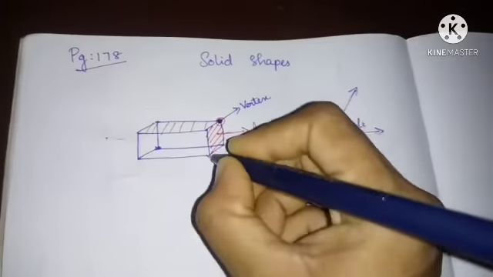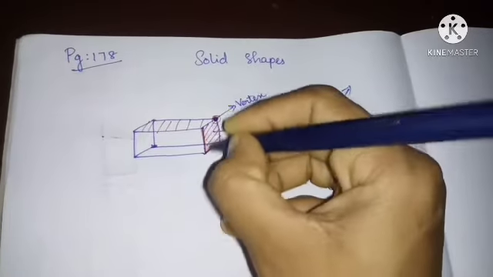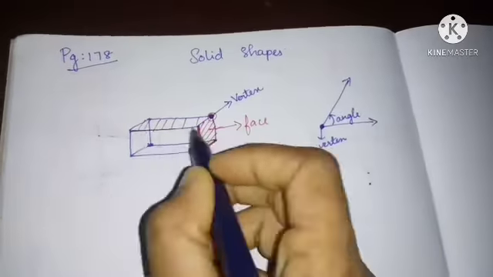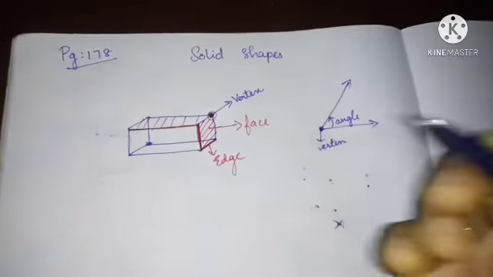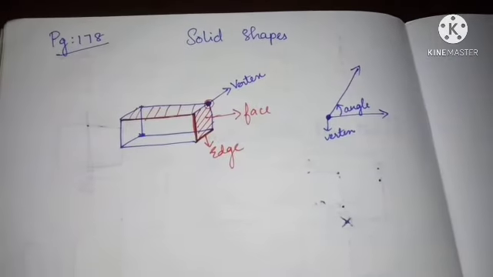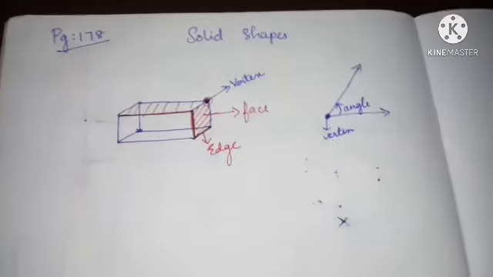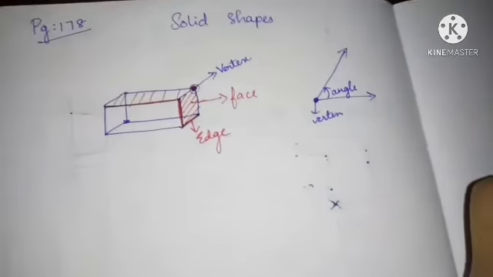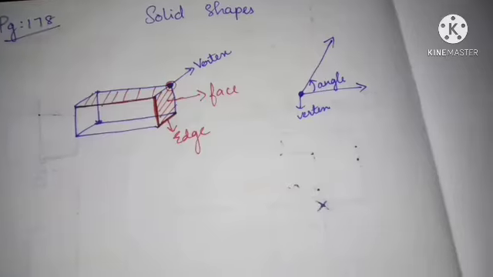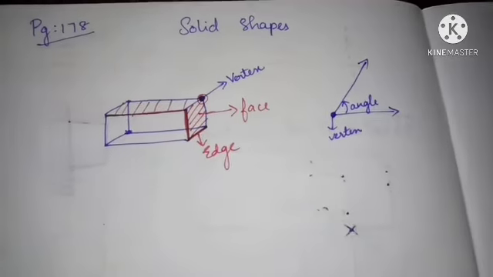Next, these line segments you have, right? The line segment connecting these vertices is called an edge. The line segment which is connecting these vertices is called what? Edge. So vertex you have, face you have, edge you have. So these are the basic things which you should know.